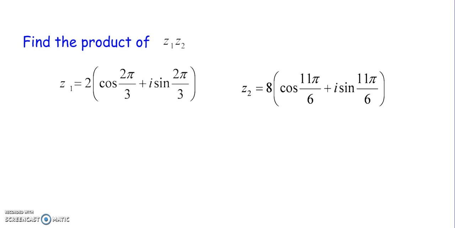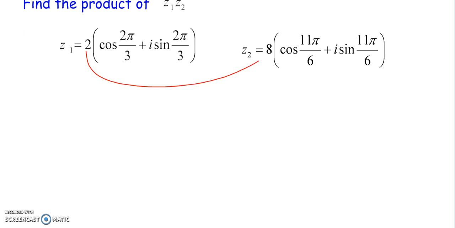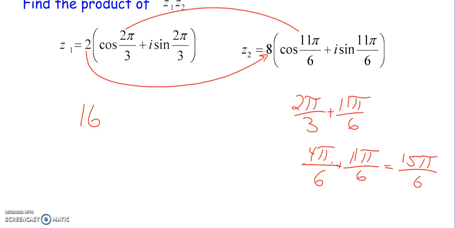Find the product of Z1 and Z2. Well, if you think back to the very last slide, these two numbers need to be multiplied. That's where I'm getting a 16 from. The theta values need to be added. So somewhere I need 2 pi over 3 plus 11 pi over 6. So I need to get a common denominator. So 4 pi over 6 plus 11 pi over 6, sorry, that's going to be 15 pi over 6. We can reduce that to 5 pi over 2.